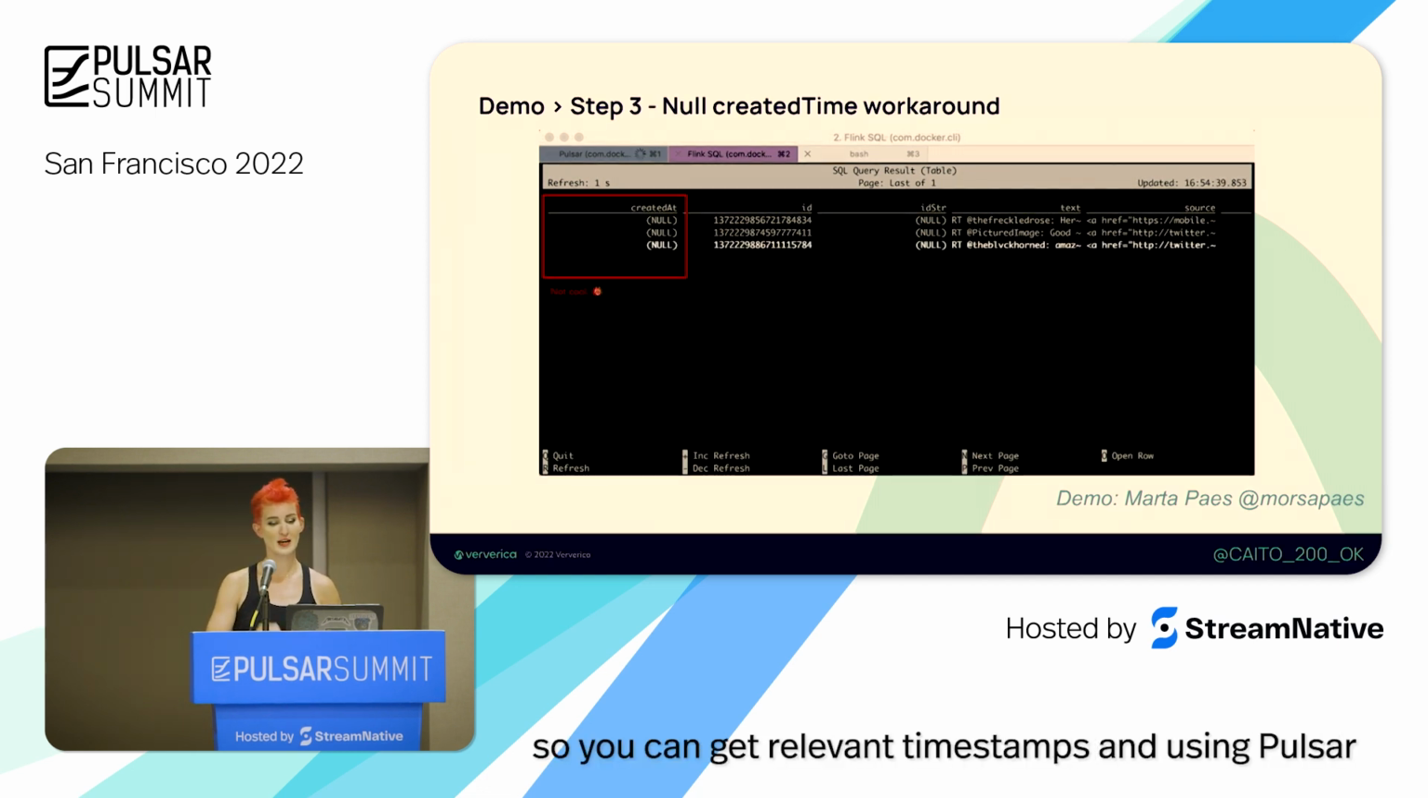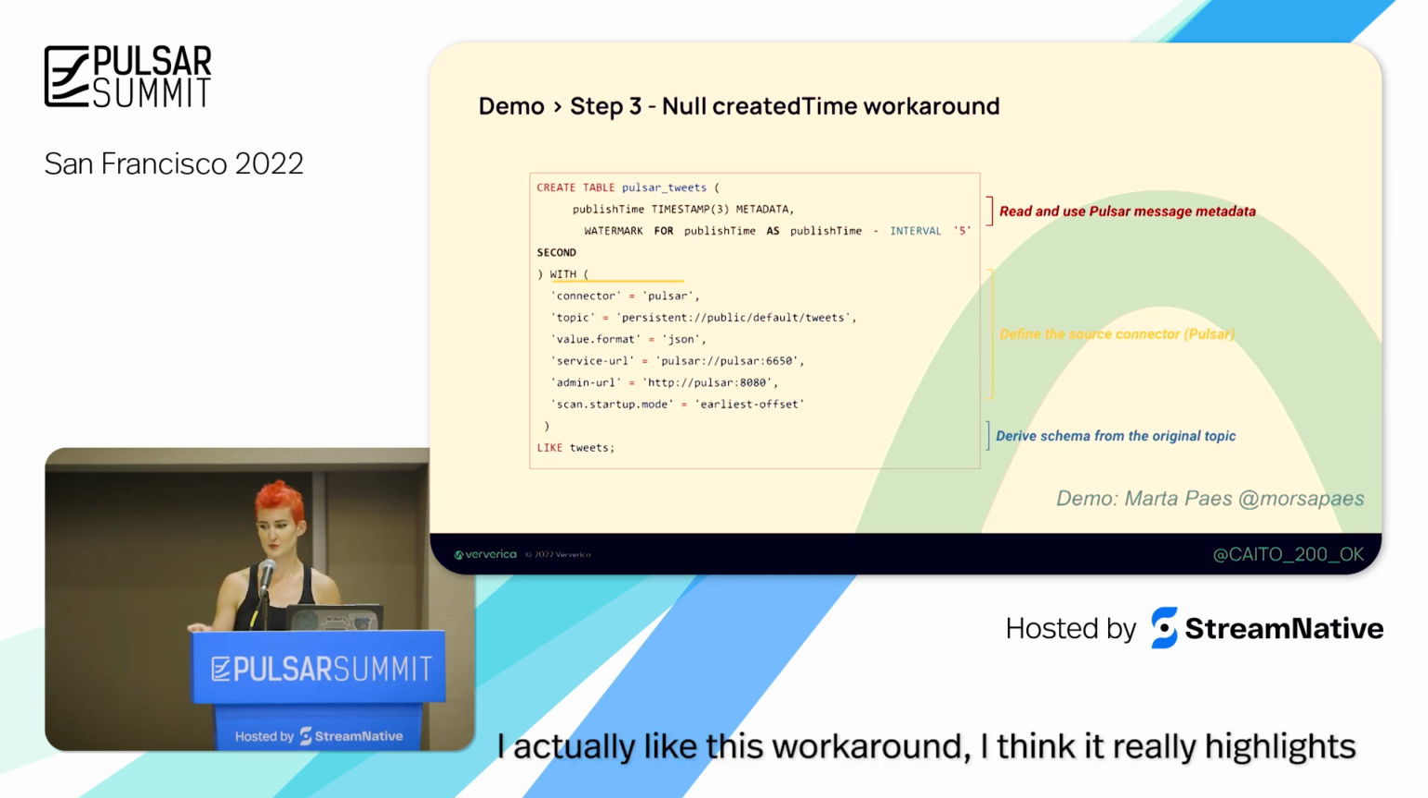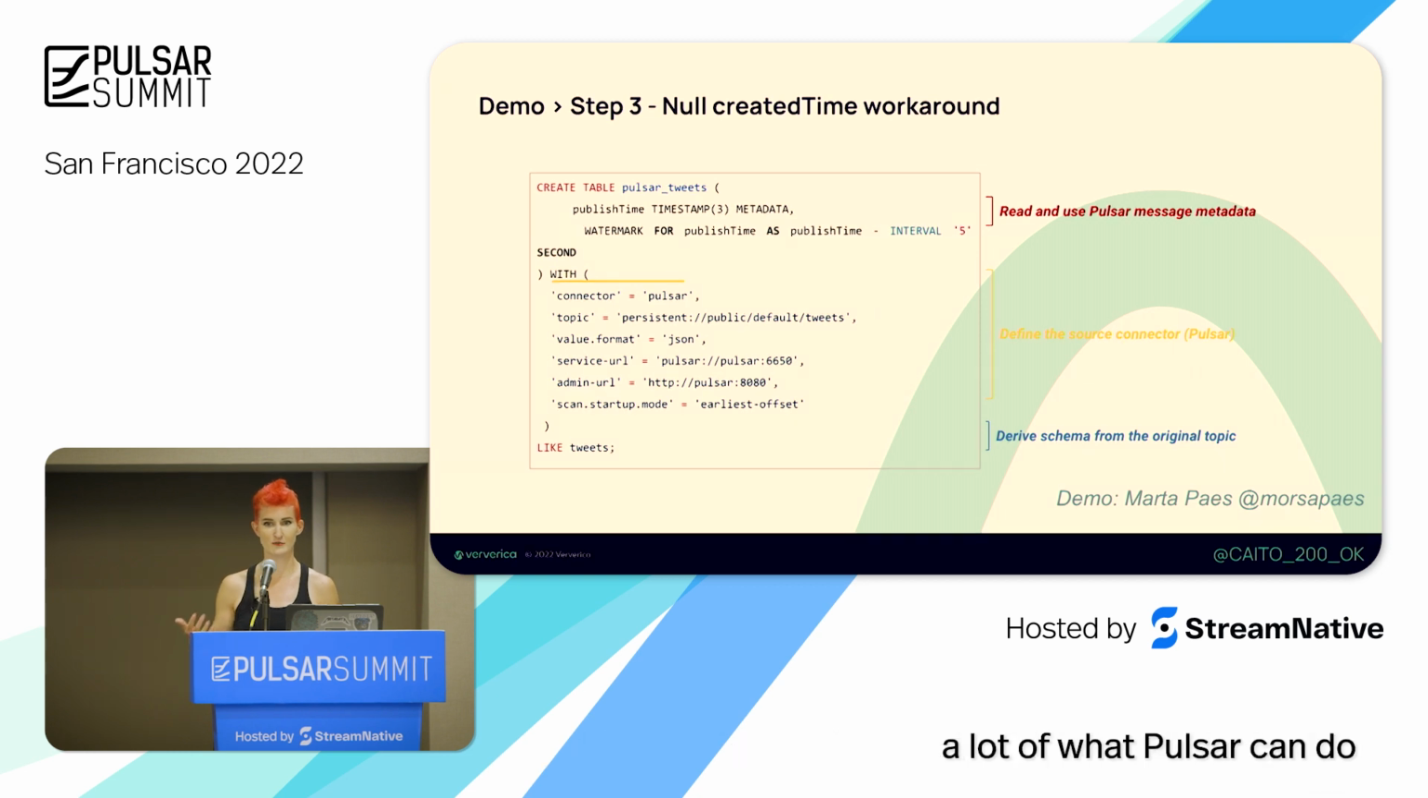You can get relevant timestamps by using Pulsar metadata to get the publish time, i.e. ingestion time. I actually really like this workaround because I think it highlights a lot of what Pulsar can do and how they can be really compatible.